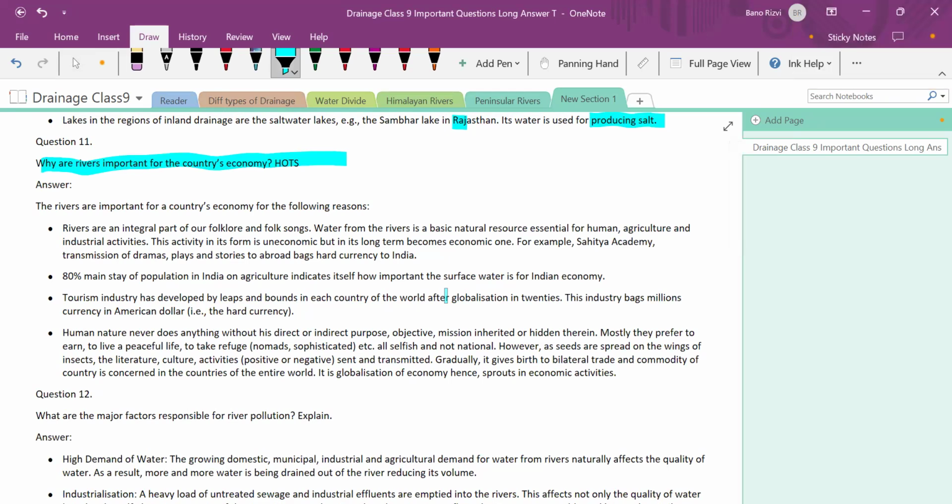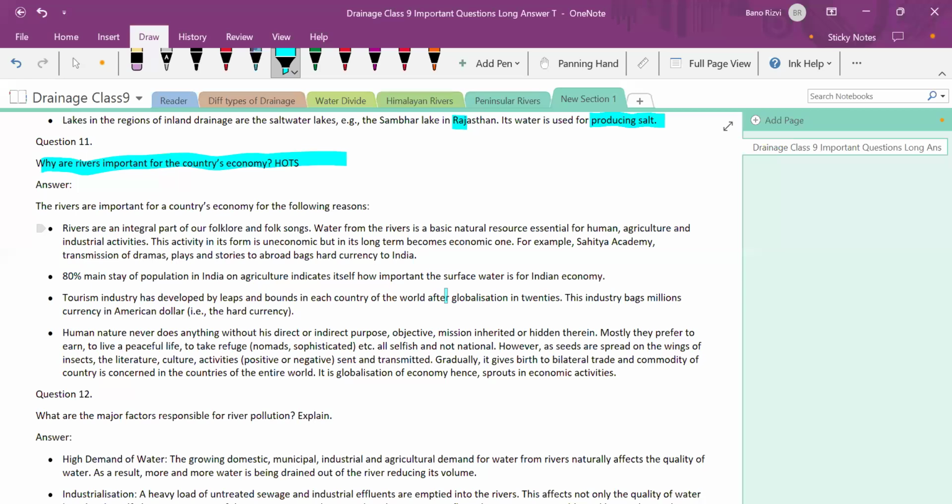The rivers are important for a country's economy for the following reasons. Rivers are an integral part of folklore and folk songs. Water from the rivers is a basic natural resource essential for human, agricultural and industrial activities. This activity in its initial form is uneconomic, but in the long term becomes economic. For example, Sahitya Akademi transmission of dramas, plays, stories abroad brings back hard currency to India. 80% of the mainstream population in India depends on agriculture, which indicates how important surface water is for the Indian economy. The tourism industry has developed by leaps and bounds in each country of the world after globalization. The industry brings back millions in American dollar currency.